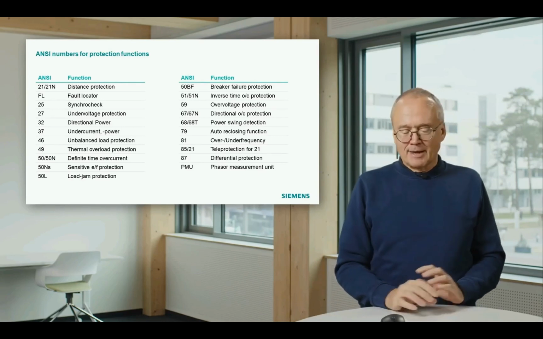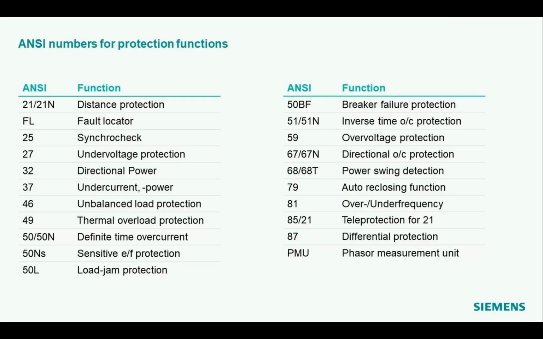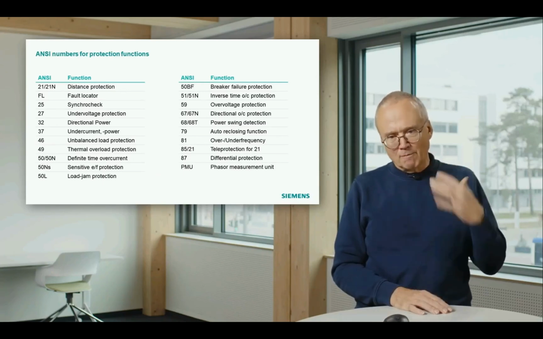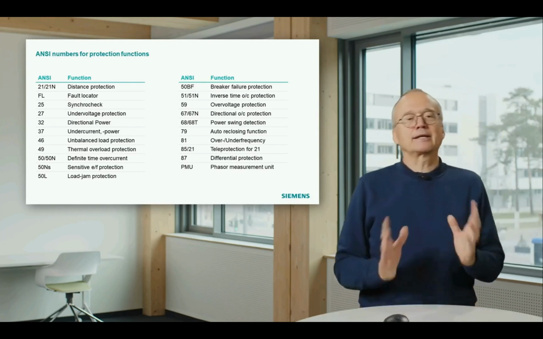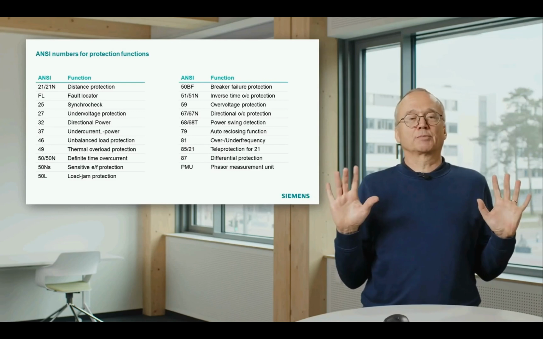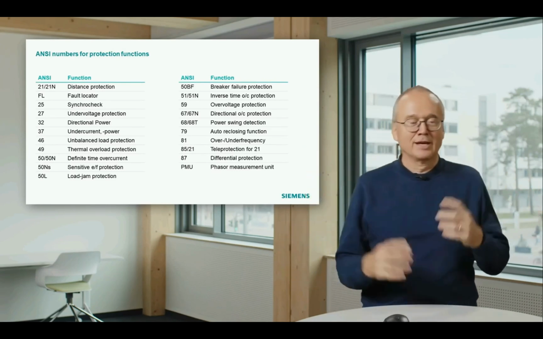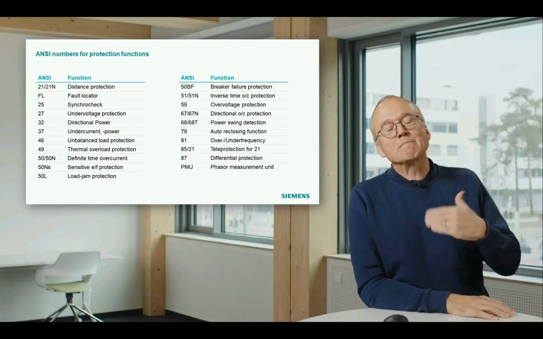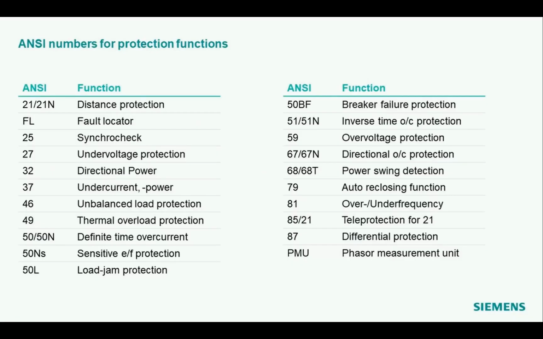And for that reason, we often use these so-called ANSI numbers for protection functions. The idea is very simple. You list all protection functions we have and you assign a number to it. And protection engineers normally know that. That means if you wake up a protection engineer at night at 3 o'clock and ask him what is 21, he will tell you distance protection. Very clear. So at least the main numbers are known and they make these diagrams a bit easier.